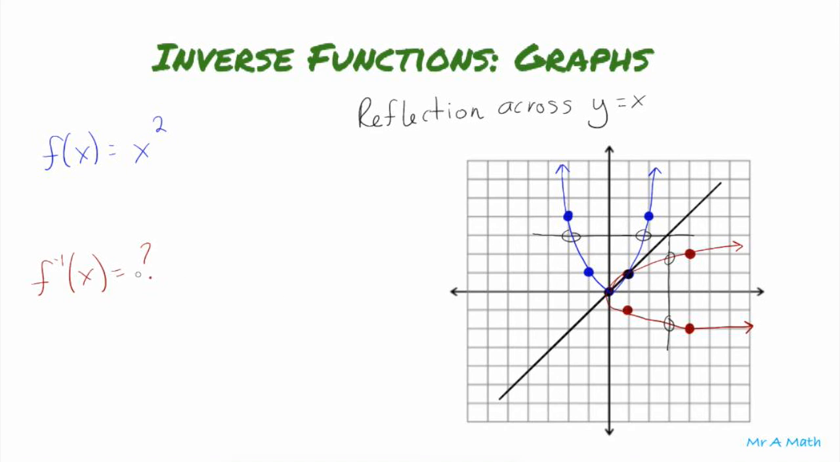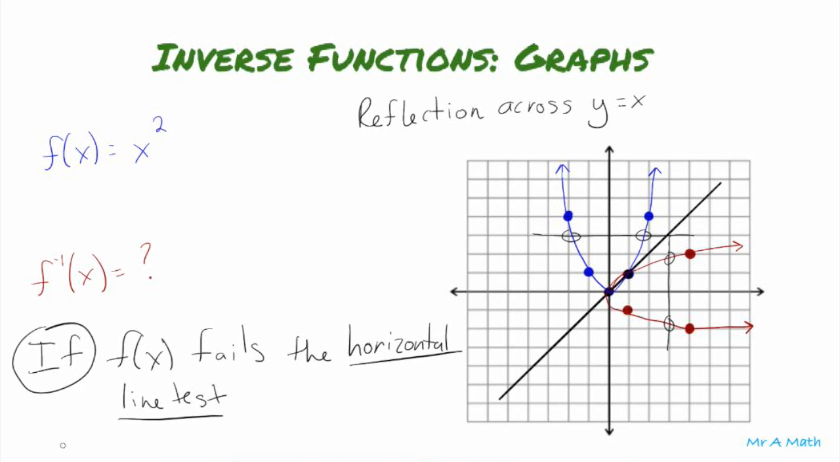Let's write that out. So that means we can just make this conclusion that if f of x fails the horizontal line test, then f inverse of x is not a function. So now you can use this horizontal line test just by looking at your original function, and it will tell you whether or not the inverse is a function.